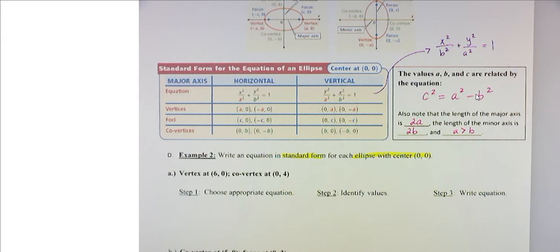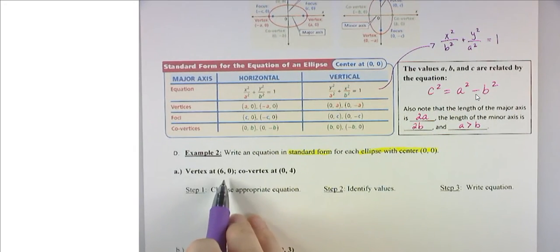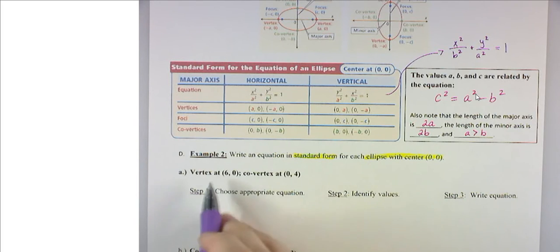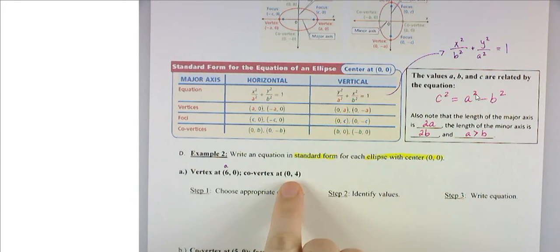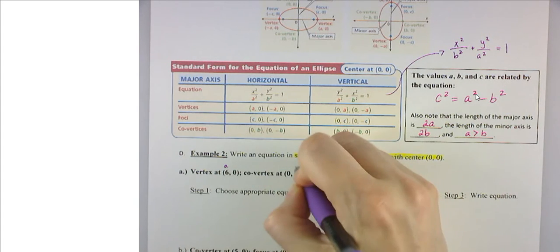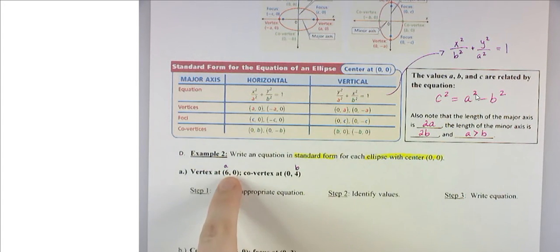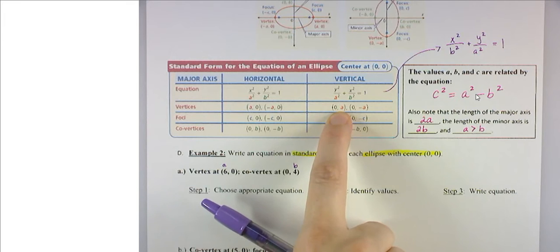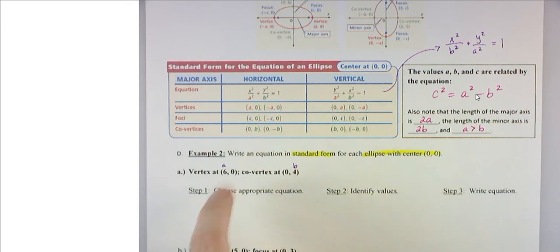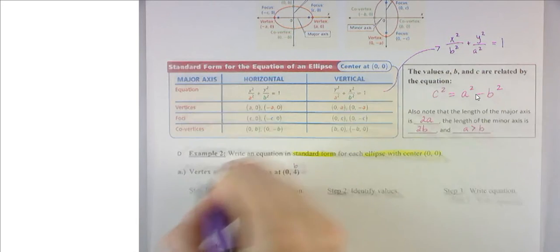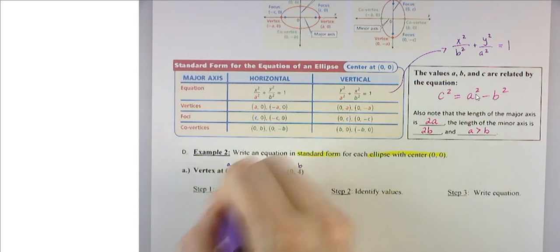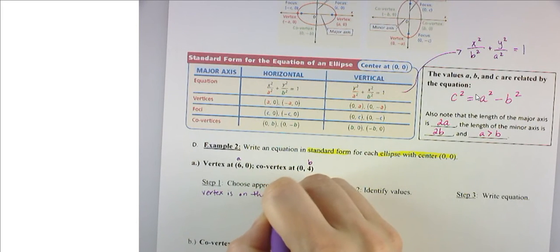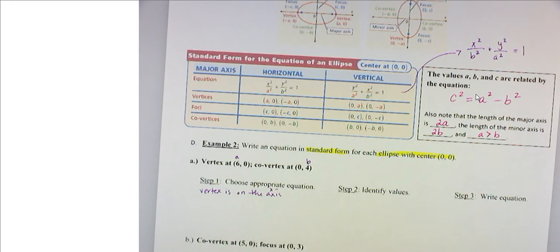All right, now for a, they give us a vertex, and then they give us a covertex. So the vertex we know is going to be a, so this is our a value. The covertex is b, and then you can just look at the chart to help you with the form. If the variable comes first, then you know it's horizontal. For a, if it comes second, then you know it's going to be vertical. But also just think, oh, 6, 0, it's an x-intercept, right? So the vertex is on the x-axis. Okay, and if it's on the x-axis, we know that it's going to be horizontal.